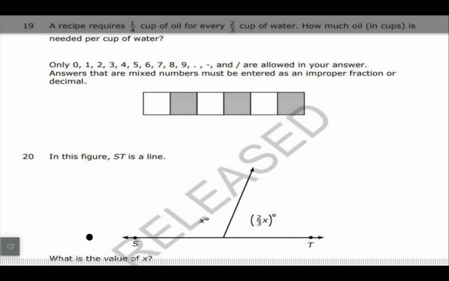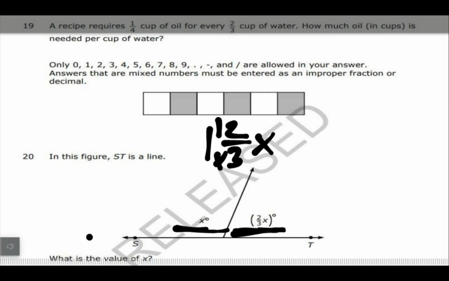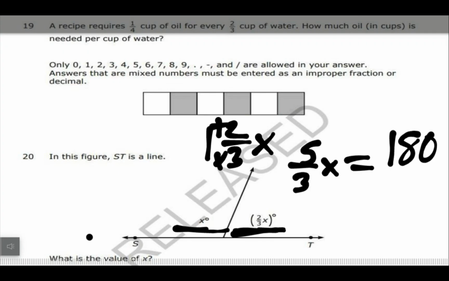So again, it's important. This is all non-calculator too, so it's important that you know how to do that without a calculator. All right, and then the last one I want to go over is this one is a supplementary. So 16 was complementary. These ones are supplementary because they're on a straight line. So they add up to 180. So I got x and 2/3 x, which makes 1 and 2/3 x. All right, now I want to get those into an improper fraction so I can divide it. So 3 times 1 is 3, plus 2 is 5. So this is really 5/3 x. And again, this is equal to 180.